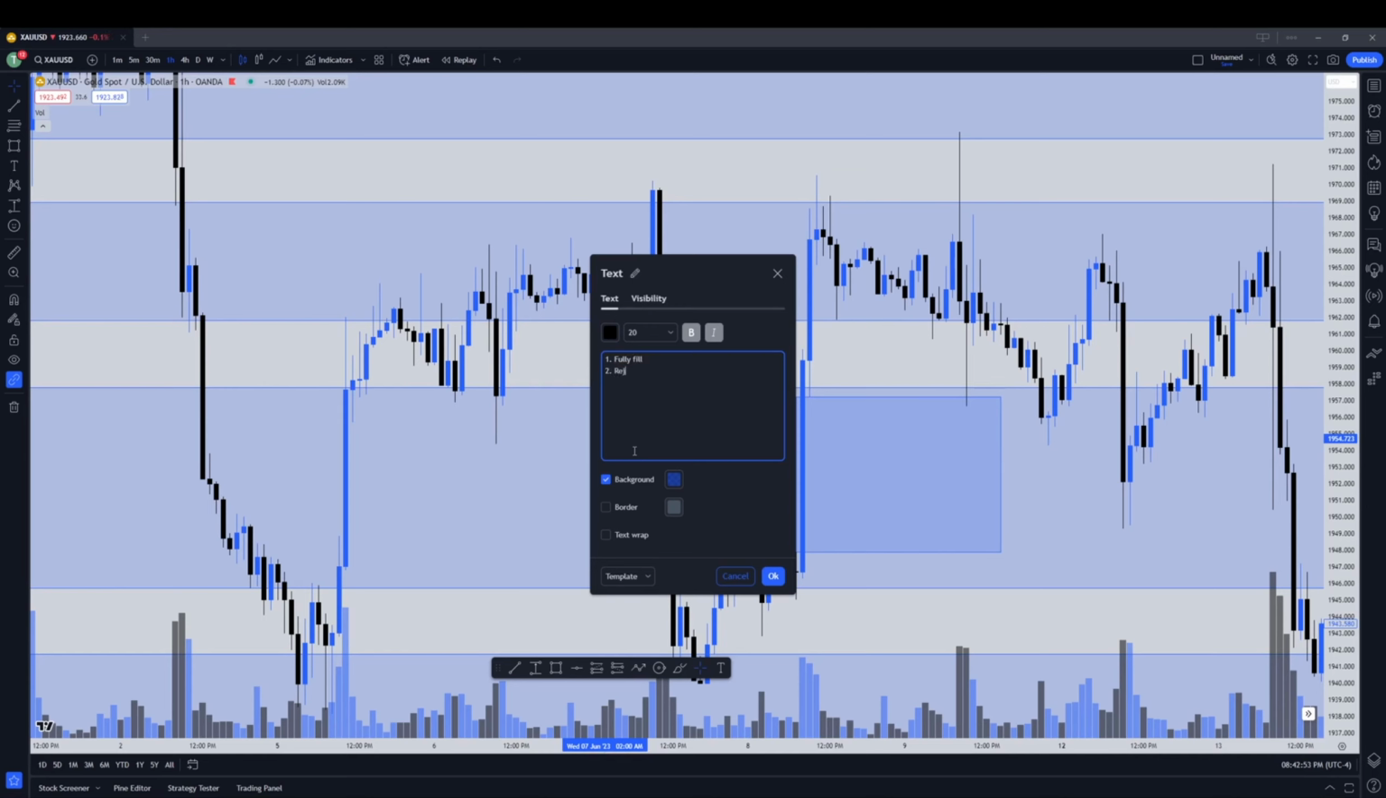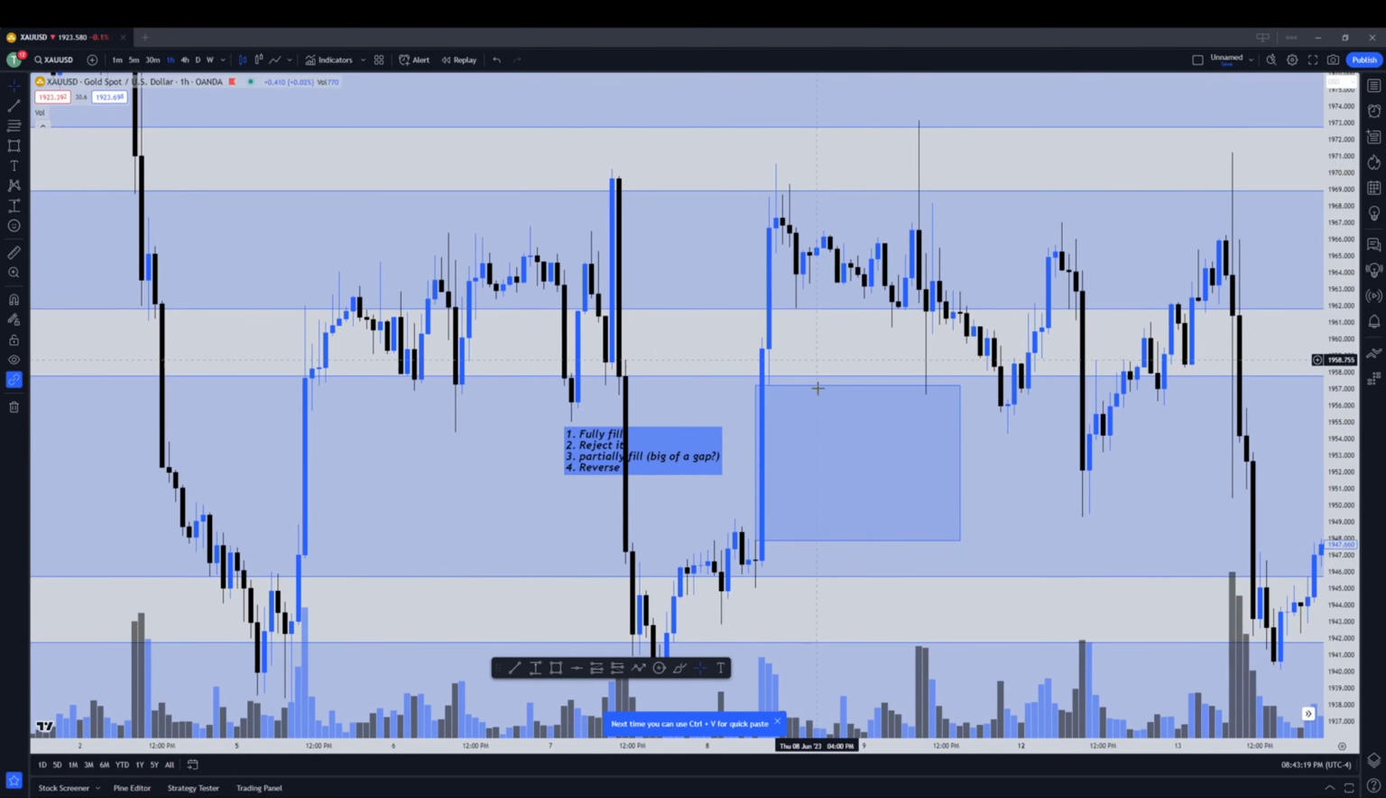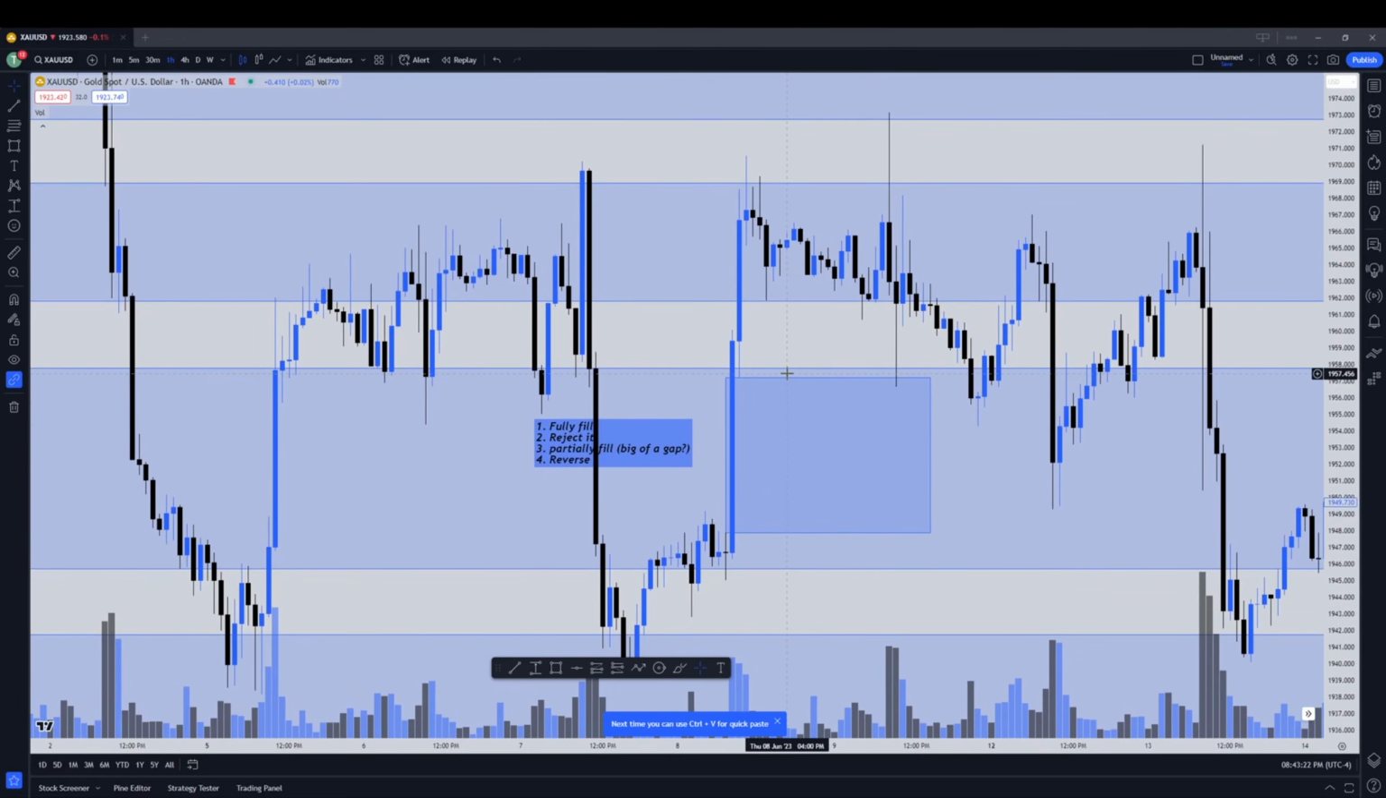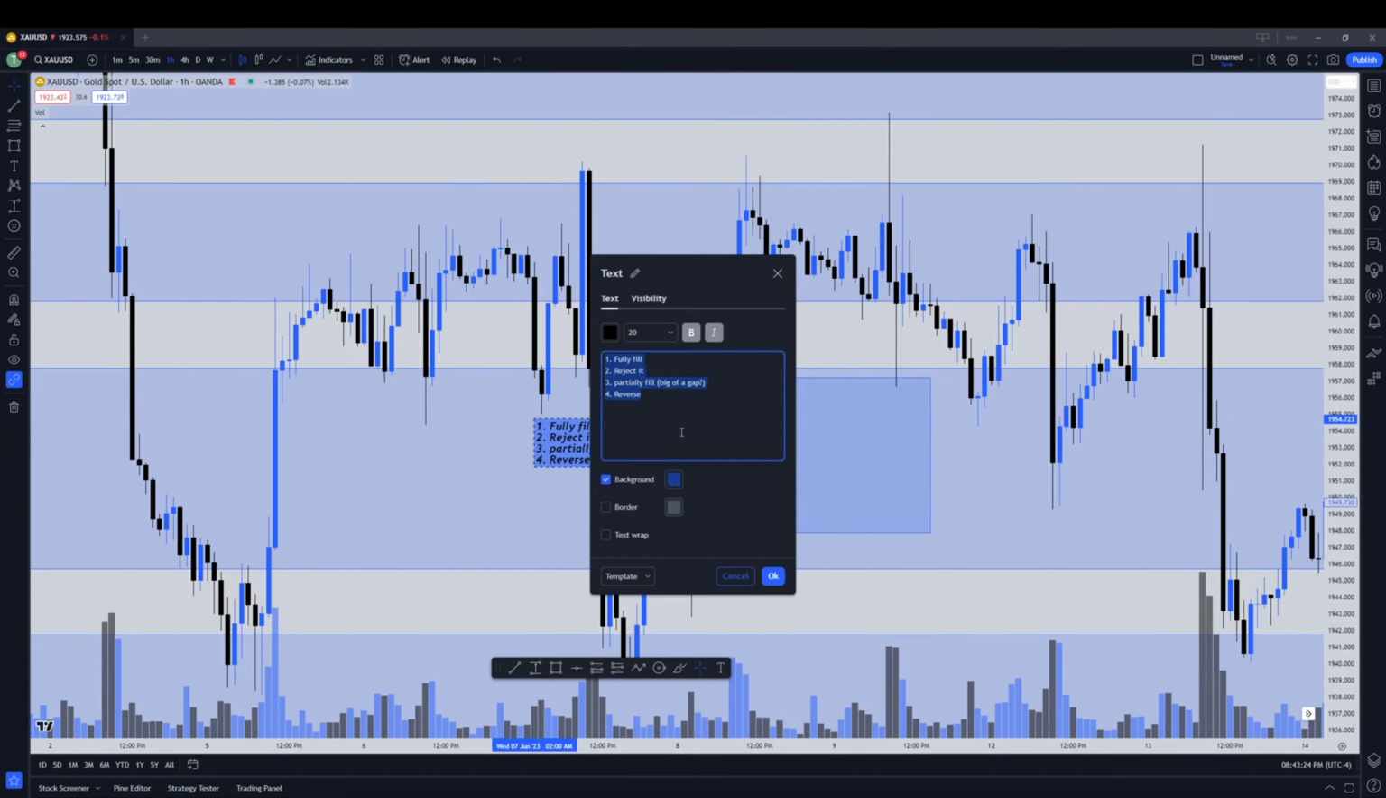Or we sometimes even partially fill and then later on fully fill. This will depend on how big of a gap this is, okay? What time frame the gap is on. And last but not least, these gaps, when it fully fills or rejects, of course, obviously if it rejects, it goes in the other direction. Once it fully fills, typically these gaps will reverse as well. So what happens here is, as you guys can see, the gap is either going to reverse or fully get filled. Actually, so let's give it a reverse.